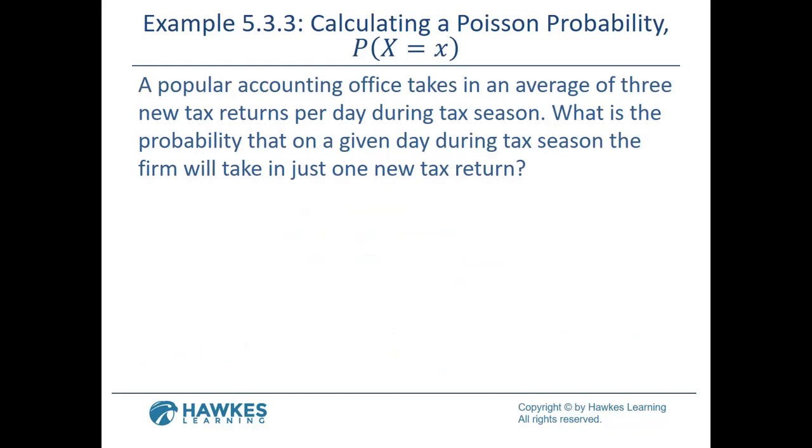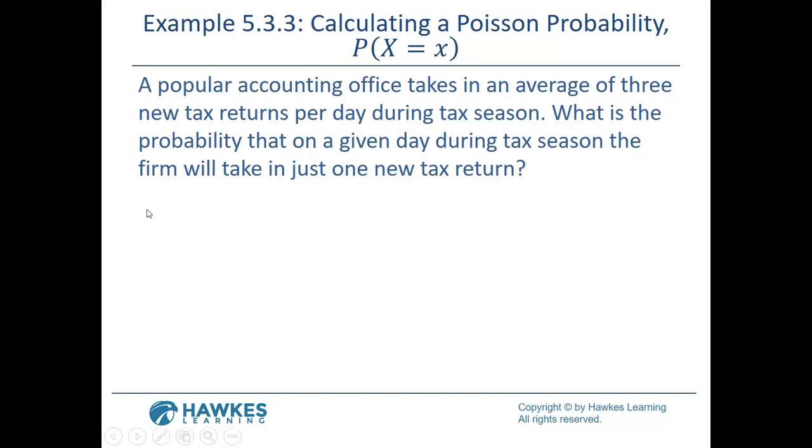Let's try another one. You'll notice I'm looking for some keywords here. I'm also looking in these questions for what it is actually asking for. A popular accounting office takes in an average of 3 new tax returns per day during tax season. What is the probability? Okay, automatically we know that we're looking for a probability here. What is the probability that on a given day during tax season, the firm will take in just one new tax return?